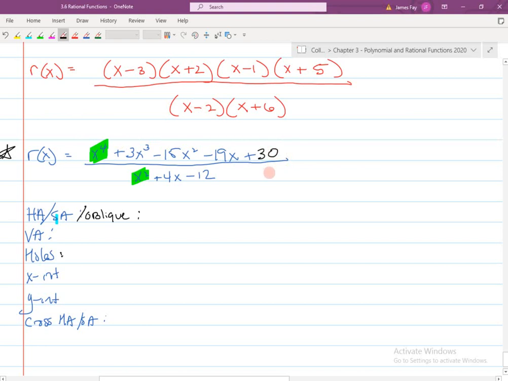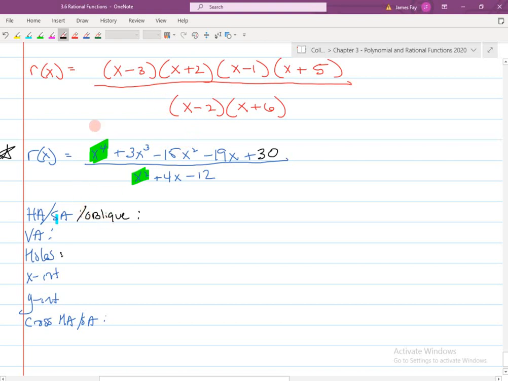Does that make sense? That allows you to get the ball rolling with the division so that you can factor the top to x minus 3, x plus 2, x minus 1, x plus 5. The bottom we should have no problem factoring. That's just a traditional quadratic, x minus 2, x plus 6. So these two things are the same thing. Is that okay with everybody? All right.